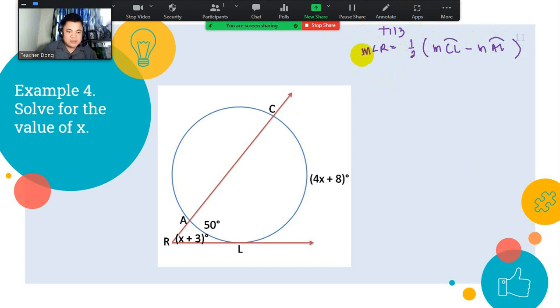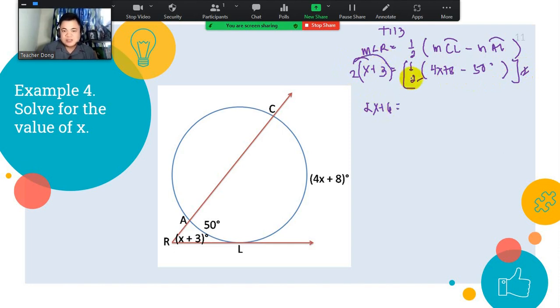Then after that, we will be substituting the values. Measurement of angle R is x plus 3 equals 1 half times the far arc, which is 4x plus 8, minus the near arc, which is 50 degrees. So we will now be solving for the value of x. But before we proceed, we have to remove the denominator by multiplying both sides by 2. So this will be cancelled. Then distribute 2 in the binomial. So 2 times x is 2x plus 6 equals 4x plus 8 minus 50.